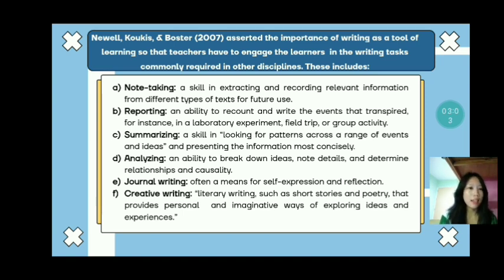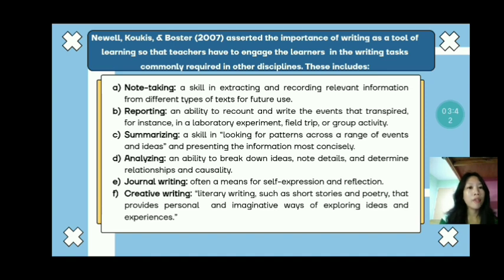Fourth is analyzing. So, analyzing is an ability to break down ideas, note details, and determine relationships and causality. So, for example, the teacher will give a certain situation where the students have to analyze what are the causes or relationships between things, and the teacher will give a writing activity where they have to put their answers into words through writing. That way, the students will also improve their writing skills.